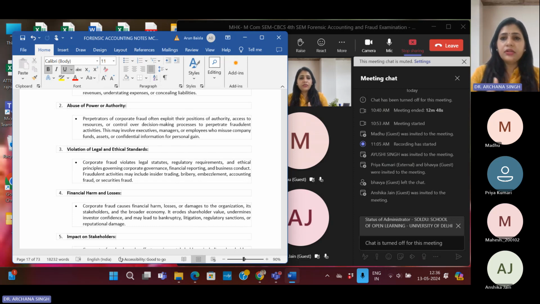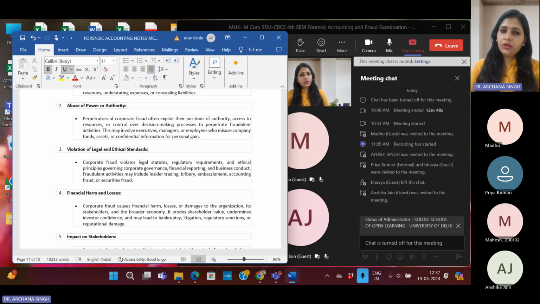So it may involve executives, managers, employees who misuse the company's funds, assets and confidential information for their own personal gain. Then, violation of legal and ethical standards. Corporate fraud violates the legal statutes, ethical principles, and regulatory requirements governing corporate governance, financial reporting, and business conduct. Fraudulent activities may include insider trading, embezzlement, accounting fraud, or securities fraud.